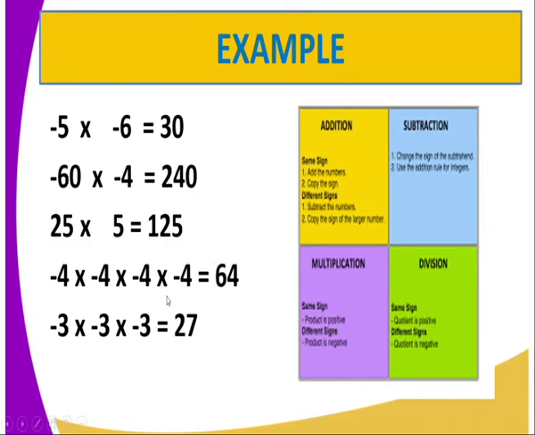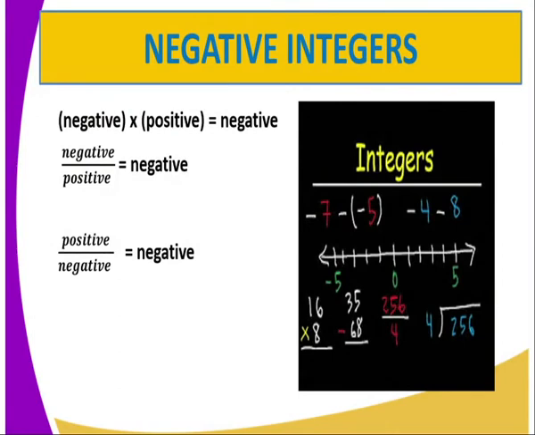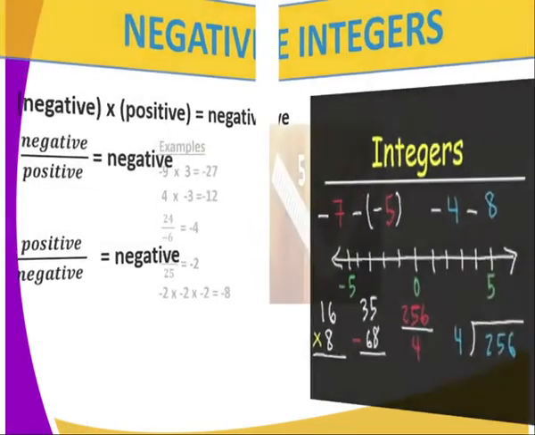4 is an even integer. We can look at negative integers. A negative multiplied by a positive integer gives a negative. A negative divided by a positive gives a negative. And a positive divided by a negative gives a negative. So that is how we determine negative integers. Those are the rules which guide us on how to get negative integers.